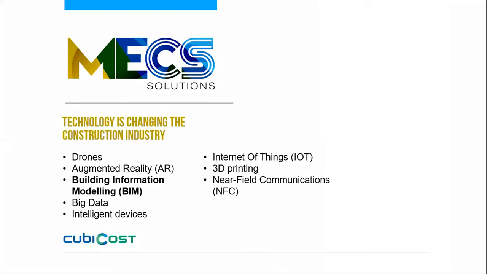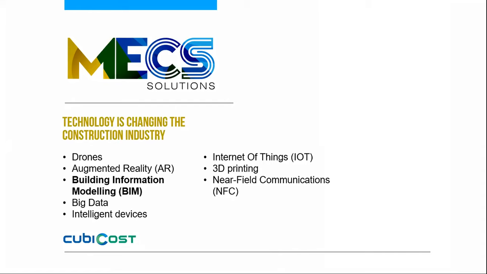So as we know, in the last decade, or even more, to be honest, in the last maybe two decades, we've started to see a huge shift in how technology is impacting the construction industry. For instance, we have drones now that can do surveying of land. We have building information modeling, which we're going to look at today. And we even have 3D printing.